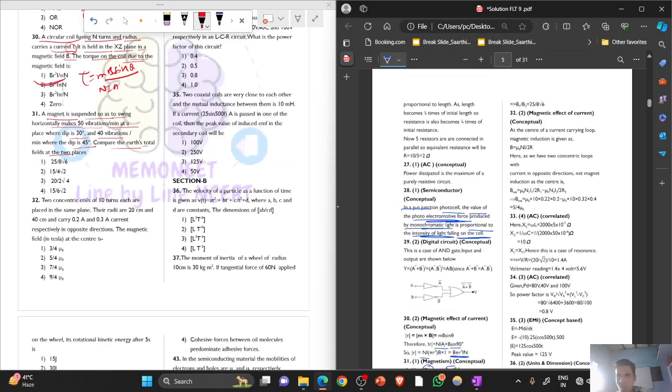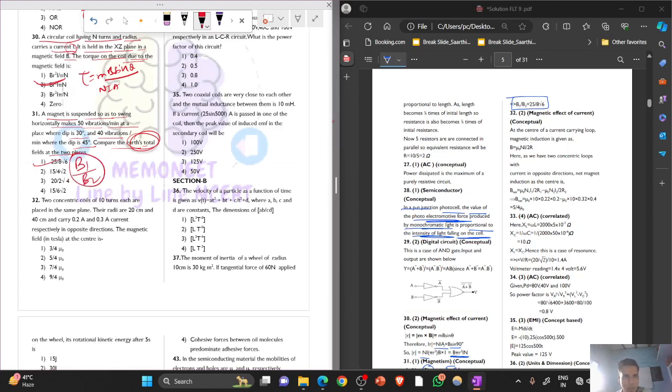So solving the formula, you get B1 by B2, the ratio comparing the Earth's total magnetic field at the two places. That will come out to be 25 by 8 root 6. Options are like, the first will be your simply correct answer for this value. Now moving to the next question, you just need to calculate the ratio of B1 upon B2 here.